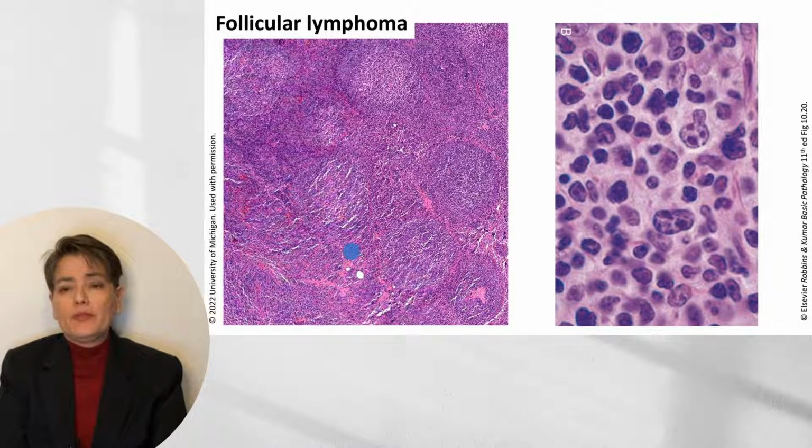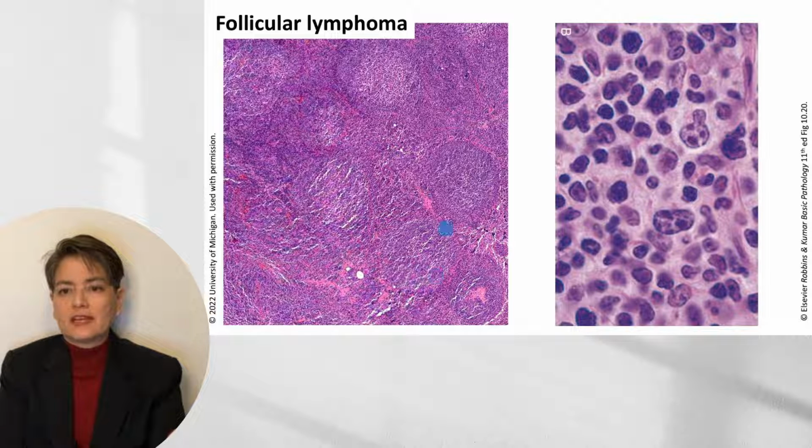So this is showing this nodular effacement in follicular lymphoma. This is a lymph node, and you can see here that the follicles vary in shape and size, from smaller to quite larger. And as we look at this image from your textbook, you can see these typical cleaved nuclei that we associate with follicular lymphoma.